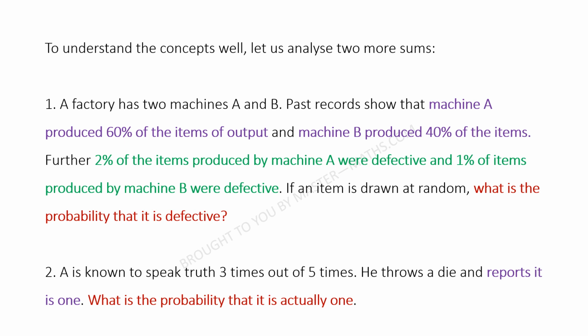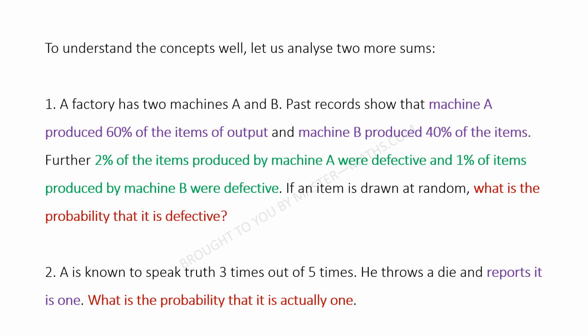An item is drawn at random. What is the probability that it is defective? That means the item you are drawing is defective is given and that is your A. Now, when you are drawing an item, there are two options for you. It may be either the items produced by machine A or items produced by machine B. So, P of E1, that is probability that the item drawn is produced by machine A, that is equal to 60 by 100. P of E2, that is the item drawn is produced by machine B, that is equal to 40 by 100. Are you clear about E1 and E2 now?